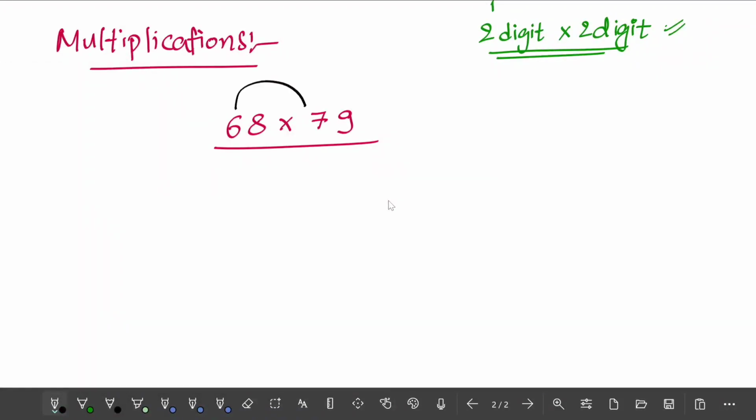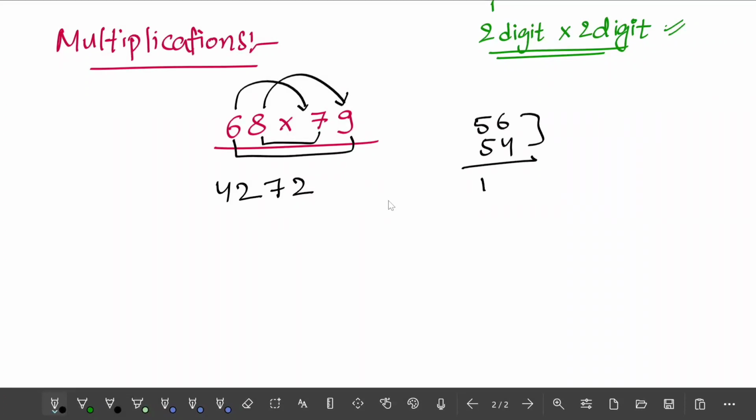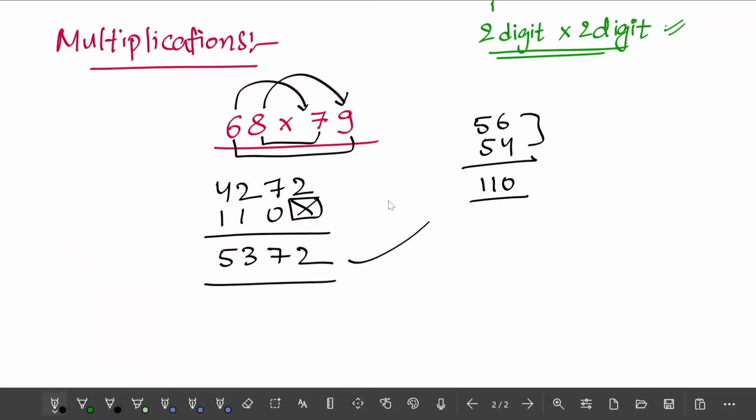Give me one second. What is 6 multiplied by 7? Sir, it's 42. What is 8 multiplied by 9? Sir, it's 72. What is 8 multiplied by 7? Sir, it's 56. What is 6 multiplied by 9? Sir, it's 54. Add these two numbers. Sir, we get 110. Add and put it here. Sir, why here and why not like this? Because the last place should be vacant always. Okay. 110. That's all. 5, 3, 7. Game over.